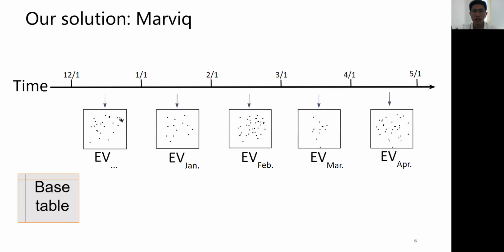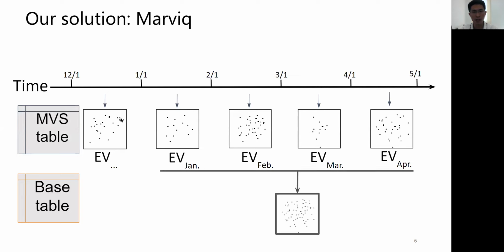And EVs are stored in a structure called MVS. For scatter plot, we can just store the coordinate of each point. Then for the previous query, we can use the union of these four EVs as the answer. And this answer is exactly the same as the visualization produced by four months of data from the base table, but much faster.